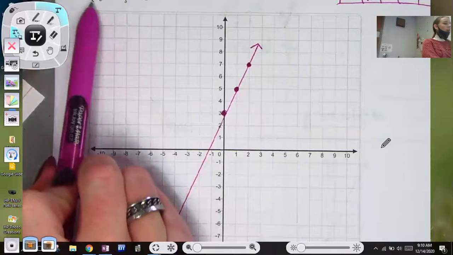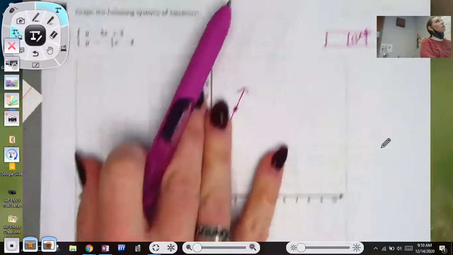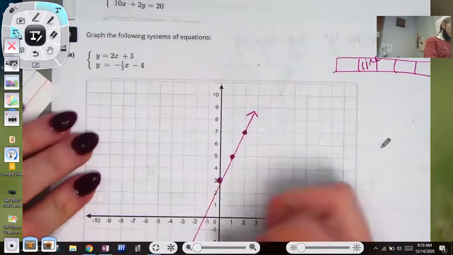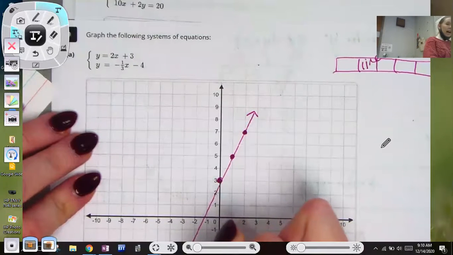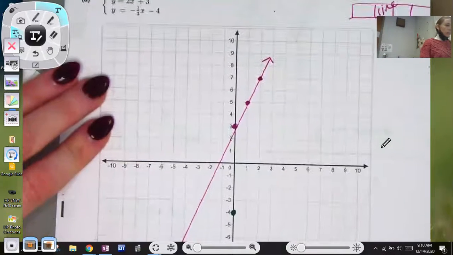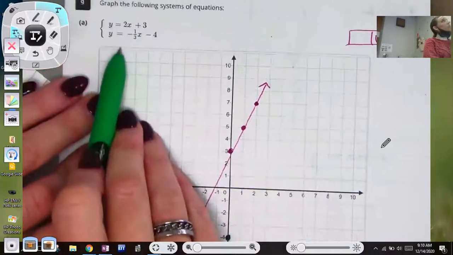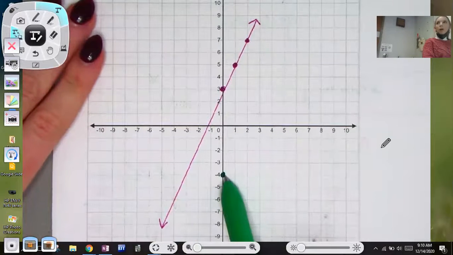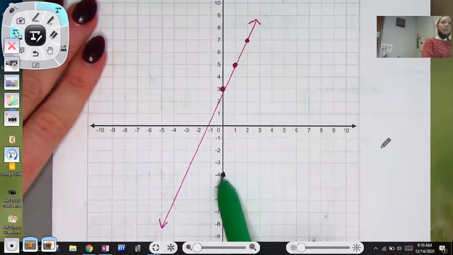Next, it's solved for y, so we can look over here and we know it's going to cross through my y-axis where? -4. So I'm going to graph that point. Make sure you click line first. All right, what's my slope? -1/3. That means I'm going to start at my y-intercept and I'm going to go up or down? Down.